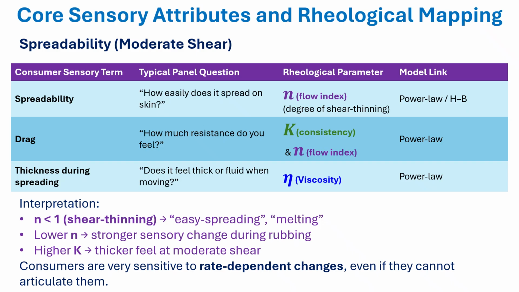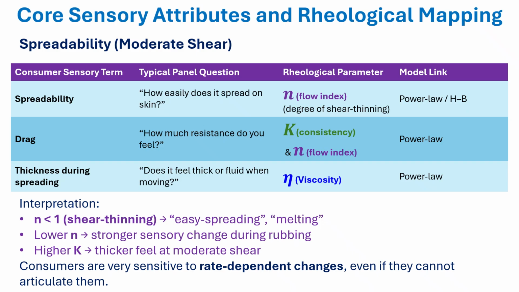Once the consumer starts to spread the cream on the skin, the situation changes. The product is no longer at rest. It is now under moderate shear, created by finger movement during application. At this stage, consumers are judging how easy the product spreads, how much resistance or drag they feel, whether it feels thick or fluid while it is moving. This is often the most important part of the application experience because it directly affects the usability and enjoyment. In sensory panels, this is where you hear phrases like easy to spread, draggy, smooth, thick but spreads well.